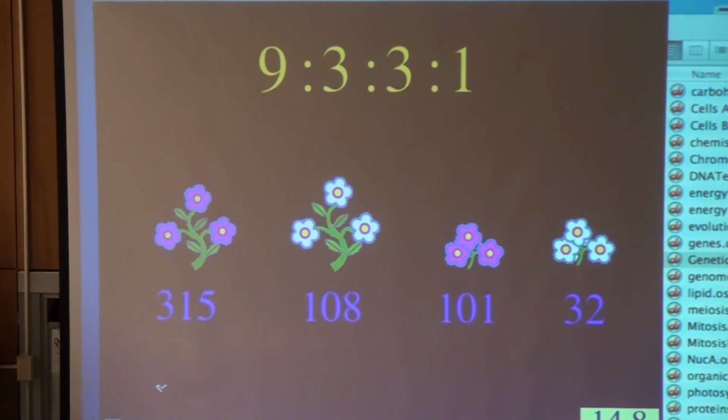And Mendel actually did this cross, and here's the actual numbers that he got. And again, they don't fall exactly 9 to 3 to 3 to 1, but they're darn close to it, which is what we'd expect for things that are based on a certain element of random chance.